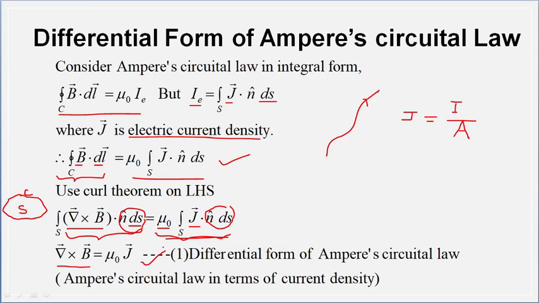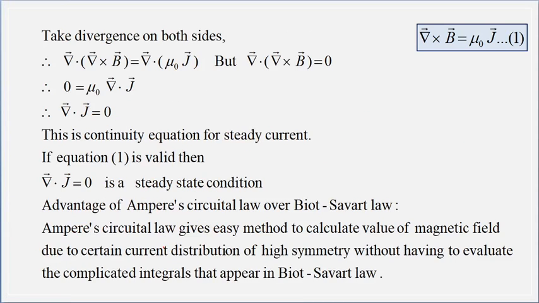The same thing was done in Gauss's theorem. We had written it in the integral form, then we had expressed that in terms of the differential form by using the curl theorem only. Then we go further, we get something more from this. This is equation 1 which we have found, the differential form. Curl of B equal to mu naught J is the differential form of Ampere's Circuital Law.